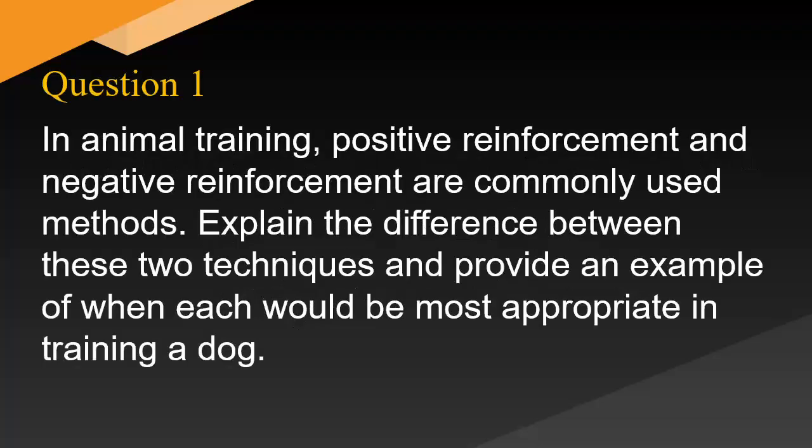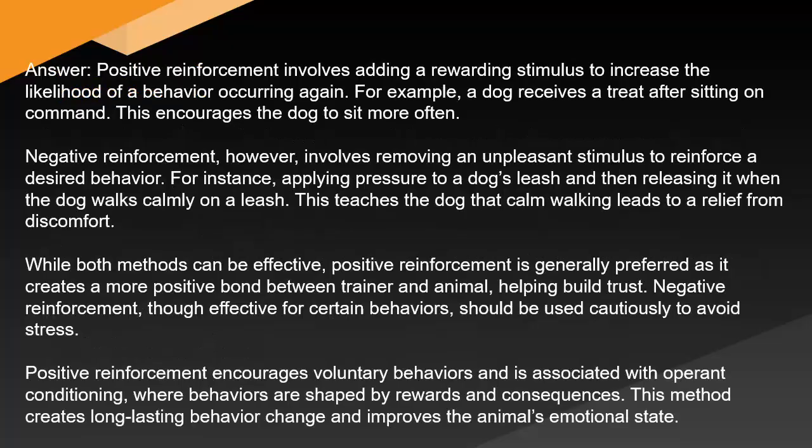In animal training, positive reinforcement and negative reinforcement are commonly used methods. Explain the difference between these two techniques and provide an example of when each would be most appropriate in training a dog.